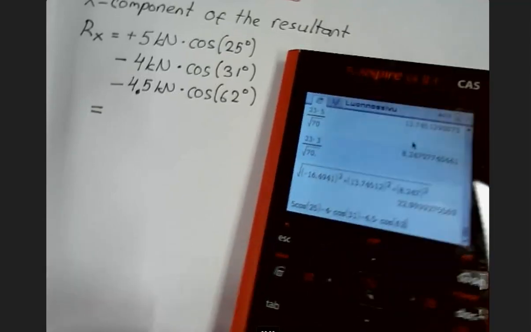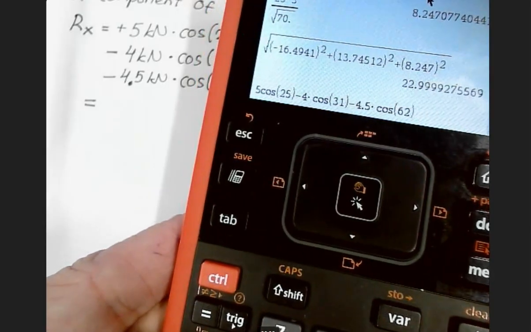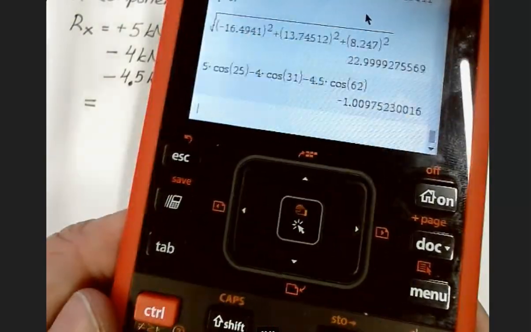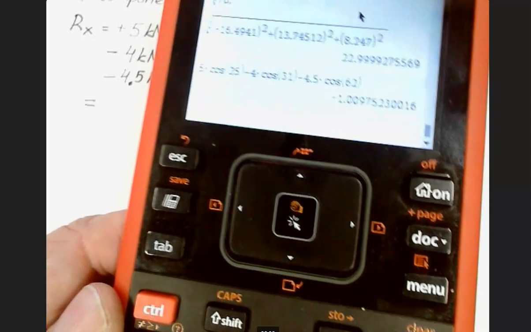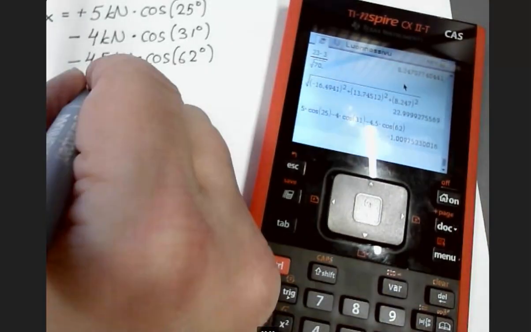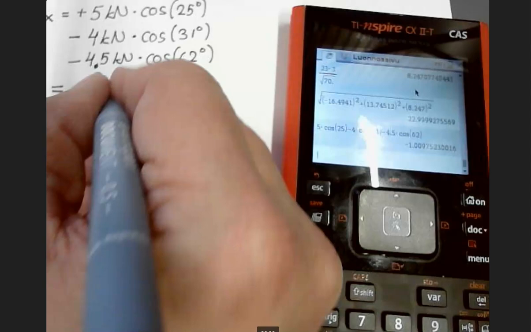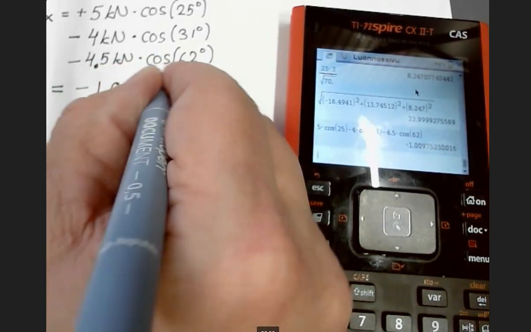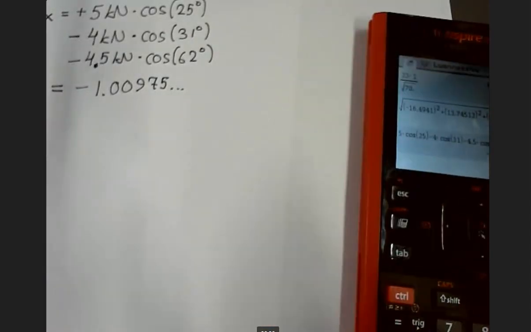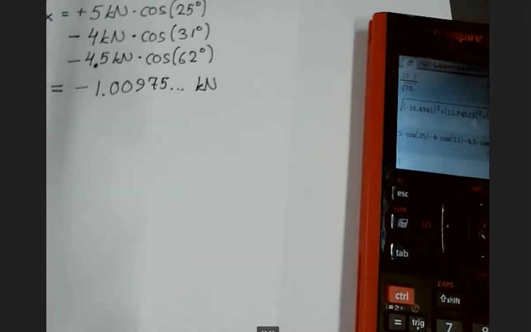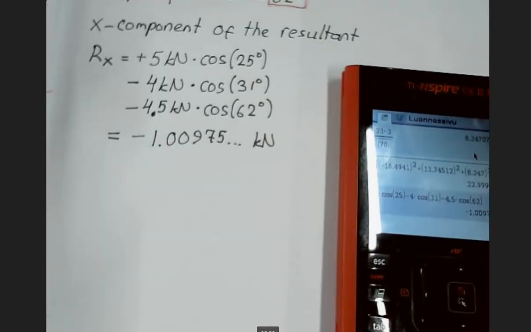So here I have that calculation, and let's see what we get as the answer. Minus 1 point, etc. Minus 1.00975, etc. And then we have kilonewton as the unit.